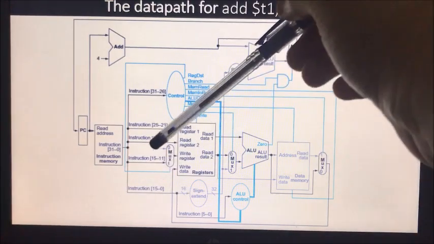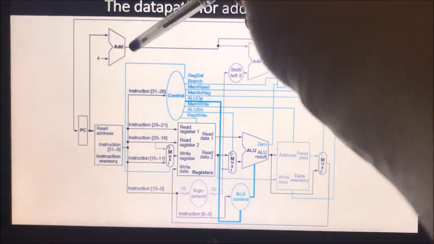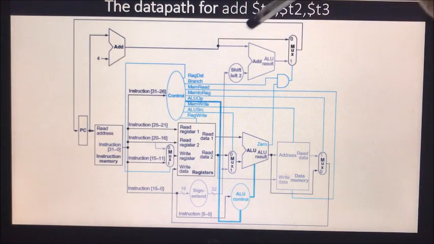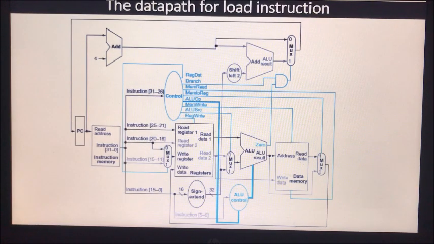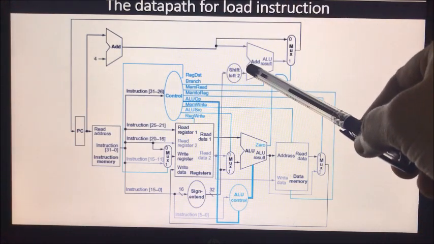Meanwhile, the PC will be updated with the addition of 4 bytes. Here this will be disabled because this is not a branch instruction. Next, the data path for the load instruction. Again, this part will be disabled because it is not a branch instruction.